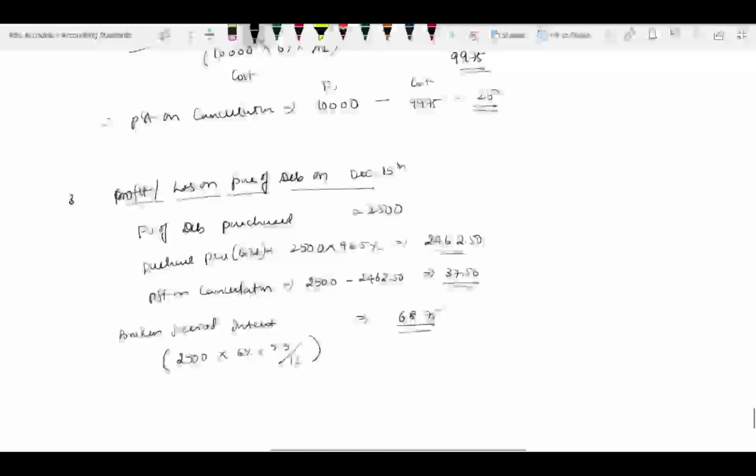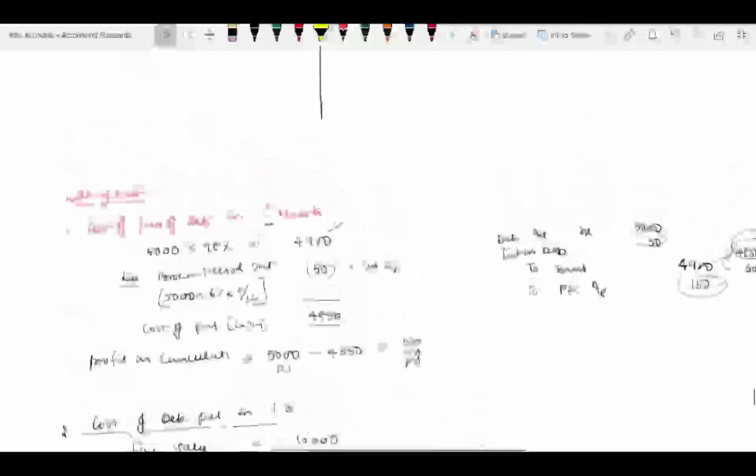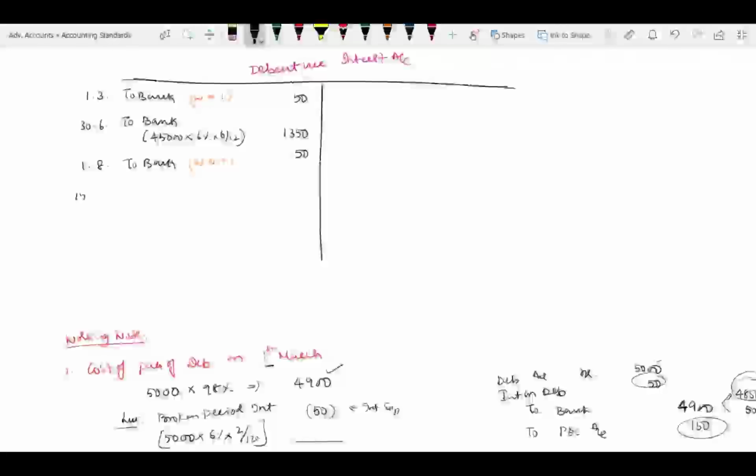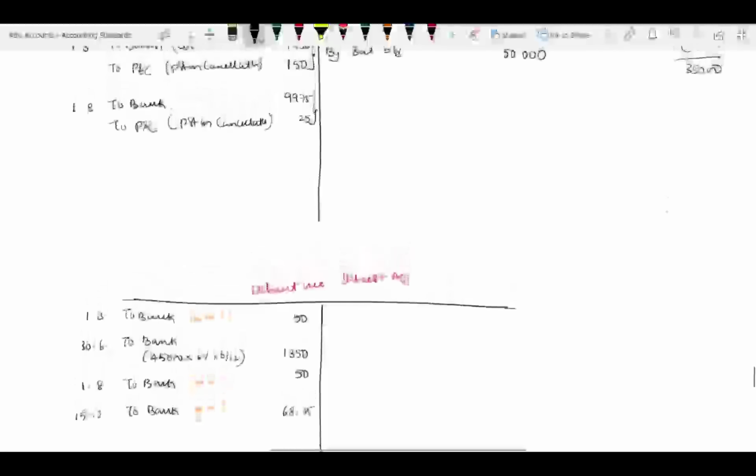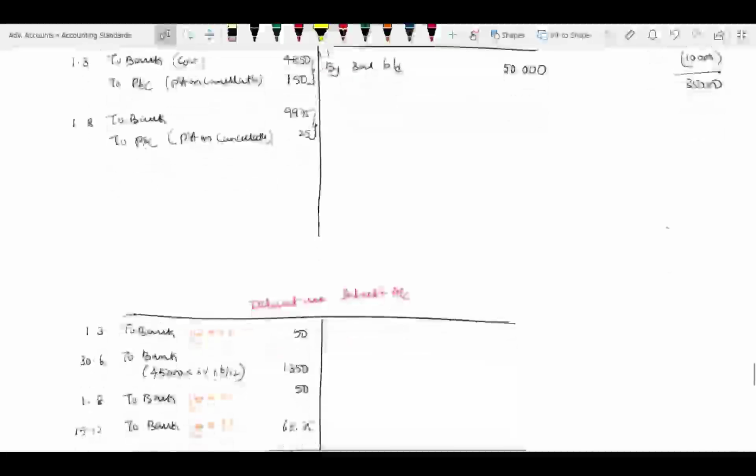So therefore, in the interest component, on 15th December, 15/12 to bank, this is working note number 3. The amount is 68.75, and on debentures it is purchase. So this is on 15/12 to bank.